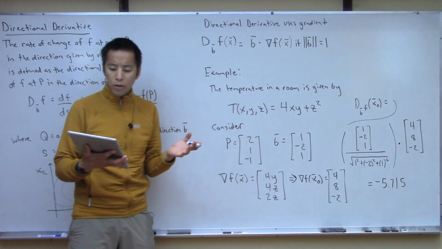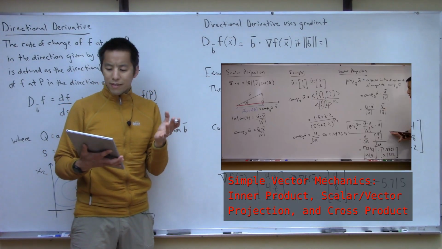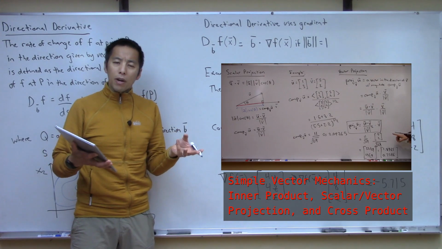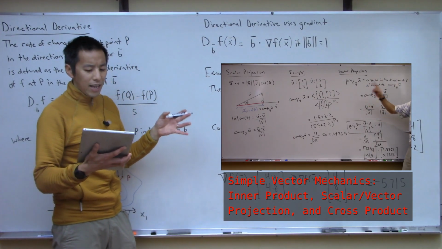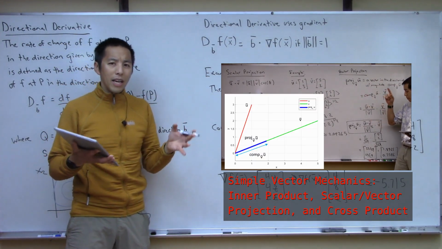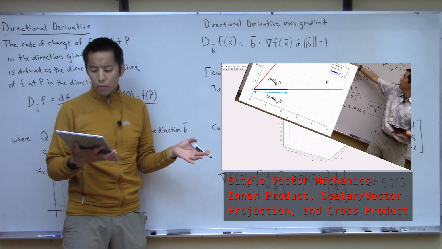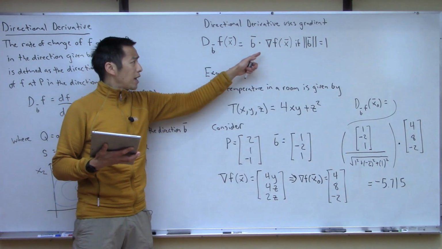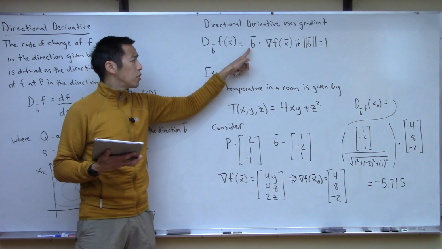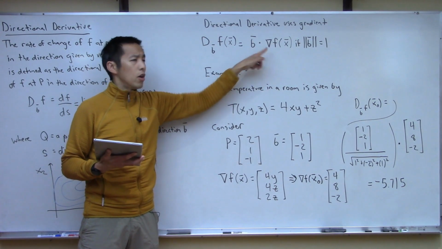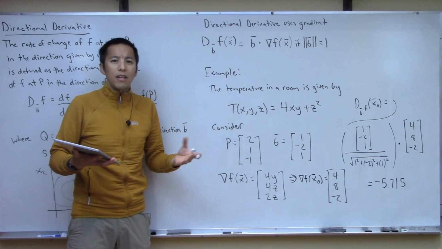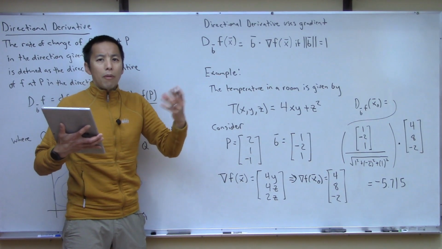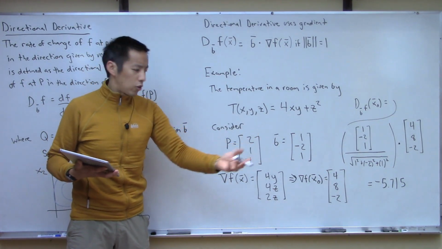Because if you recall from our discussion on dot products and scalar projections, what the dot product is effectively doing is measuring how aligned two vectors are with one another. So this is effectively asking how aligned the direction that we're interested in heading is with the gradient vector, and that tells us how much the function is changing as you move in that direction.